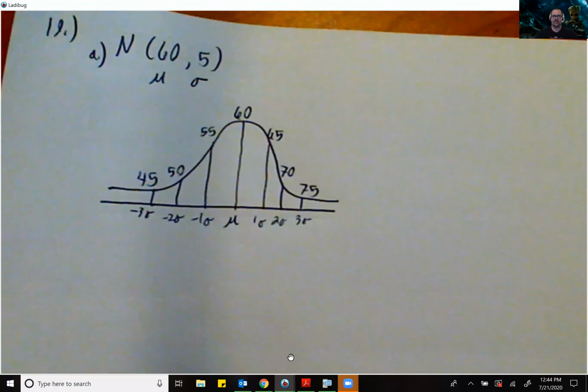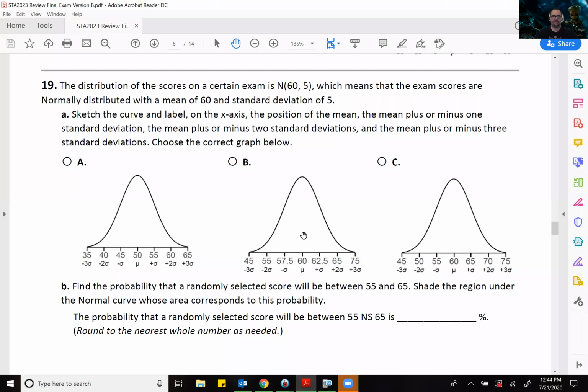Certainly not B, because it's got decimals. Looks like it's A. No, it's not A. They put 50 in the middle here, which kind of threw me off because I saw the 5s. It's actually C. So there's our graph, C.